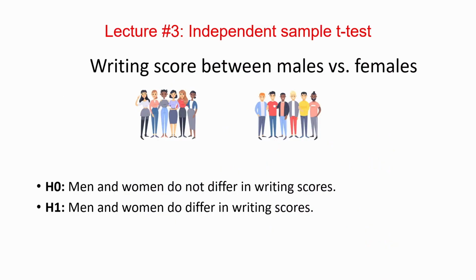In this tutorial, we are going to do an analysis to compare the writing score between male and female students. The null hypothesis is that men and women do not differ in terms of their writing scores. The alternate hypothesis is that men and women do differ in their writing scores. Now that we know the null and alternate hypothesis, we're going to move to SPSS to do the test.